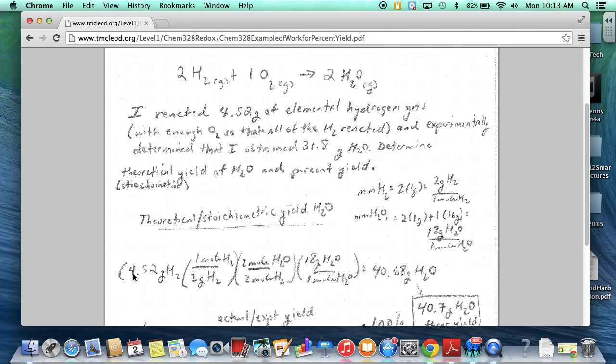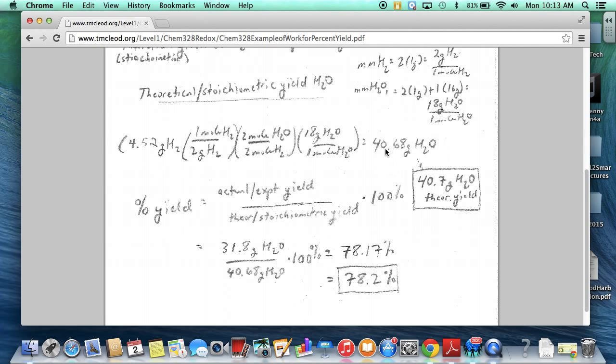So therefore, you start off with 4.52 grams of hydrogen. You convert the grams of hydrogen to moles of hydrogen because you did your little molar mass calculation. And then you know for every 2 moles of H2, you're going to get 2 moles of H2O from your balanced chemical reaction, which you have, or you can make up, or they give it to you, however you got it. And then now you have moles of H2O, and you're looking for grams of H2O. Therefore, you show your little molar mass calculation, 18 grams of H2O per 1 mole H2O, and then you end up with 40.68 grams of water.